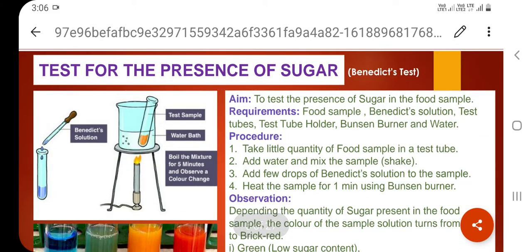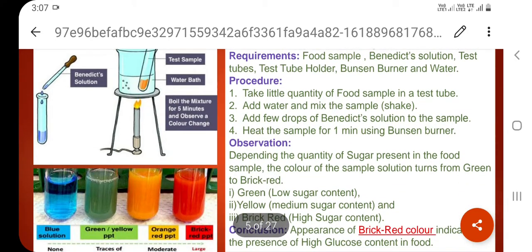So the test for sugar is called Benedict's test. This is the keyword, Benedict's test. The aim of the Benedict test is to test the presence of sugar in the food sample. The requirements are food sample, Benedict solution, test tubes, test tube holder, Bunsen burner and water. If you have all these things, you can do this test.